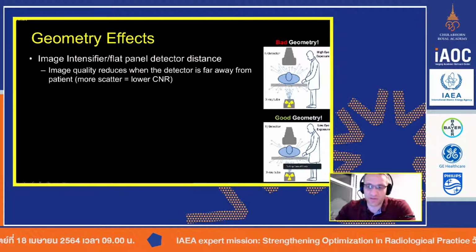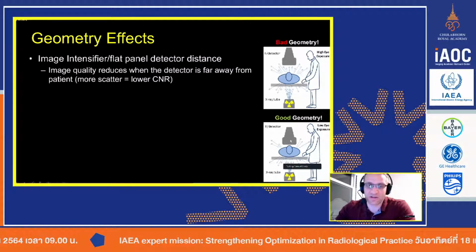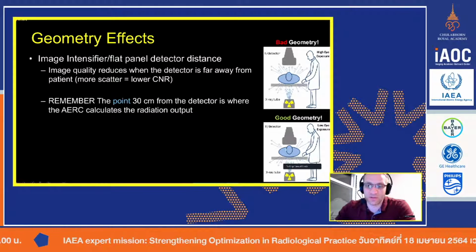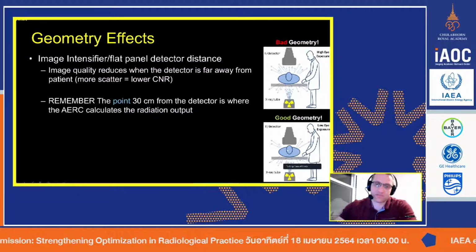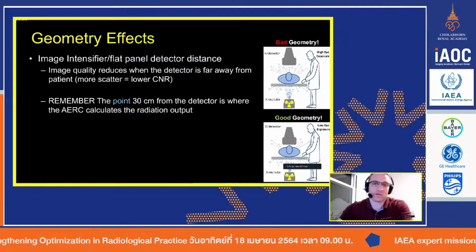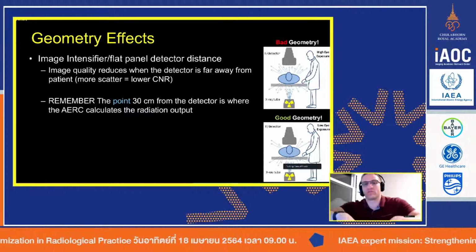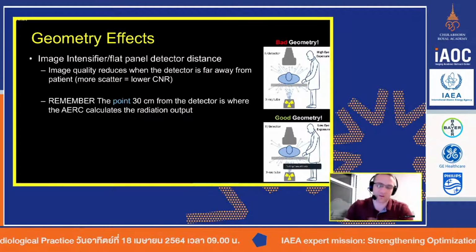So the best thing we do is place that detector as close to the patient as possible. Obviously, you might need to be manipulating and working with the patient. So if the detector is too close, obviously there's a give and take, is what I'm trying to say here.